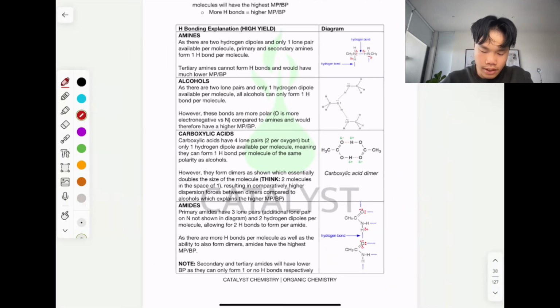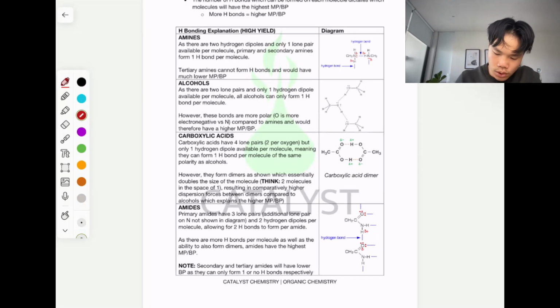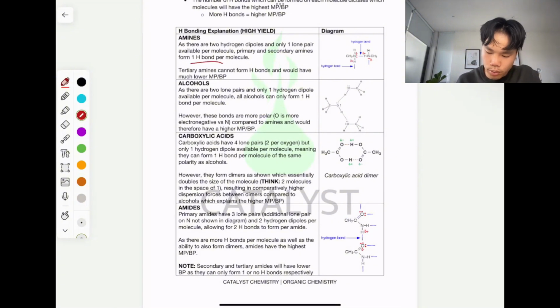These diagrams are essential. You need to be able to draw hydrogen bond diagrams for amines, alcohols, carboxylic acids, and amides, and be able to justify from the bottom up why the boiling points increase one by one. So amines have the lowest because they only form one H bond per molecule. Alcohols are slightly higher because they also only form one H bond per molecule, but the bonds are slightly more polar because oxygen is more electronegative than nitrogen.